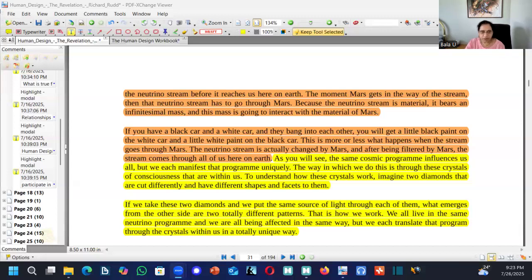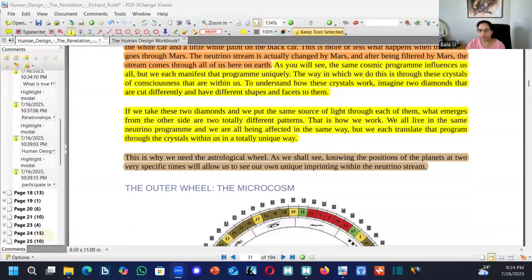If we take these two diamonds and we put the same source of light through each of them, what emerges from the other side are two totally different patterns. That is how we work. We all live in the same neutrino program and we are all being affected in the same way, but we each translate that program through the crystals within us in a totally unique way.